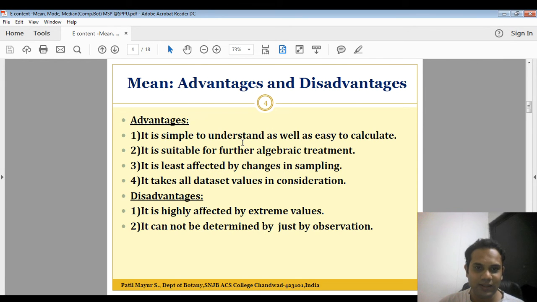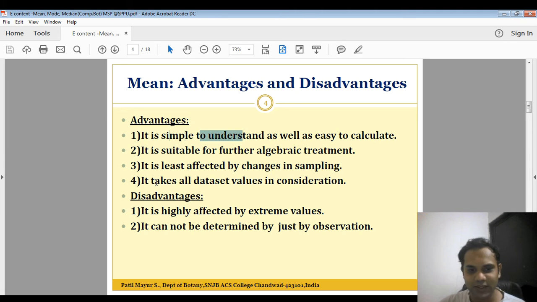Now, what are the advantages of the mean? It is very simple to understand. It is suitable for further algebraic treatment, meaning we can use the mean for algebraic treatments. It is least affected by changes in the sampling, so it is not affected too much if the sampling changes. It takes all the data set values into consideration.